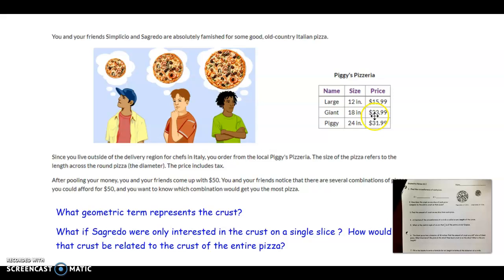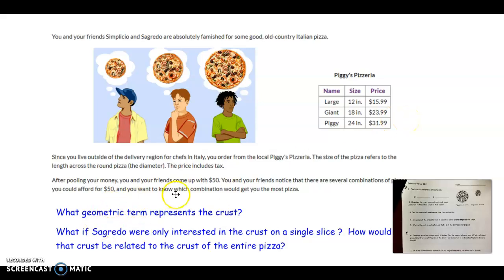It tells us the price that's given here for the large, giant, and piggy pizzas includes tax. And so they gather their money together and they come up with $50. And they notice that there's several different combinations of pizzas that they would be able to afford for that $50. For example, since the large pizza is $15.99, they could get 3 of those, because $15.99 is 1 cent away from 16, and 16 times 3 is 48. So they could get 3 large. But they could also get 2 giant pizzas. That would also be about $48. They wouldn't be able to, however, get 2 piggies, but they could get 1 piggy and a large, for instance. So there's several different combinations of pizzas they could get.